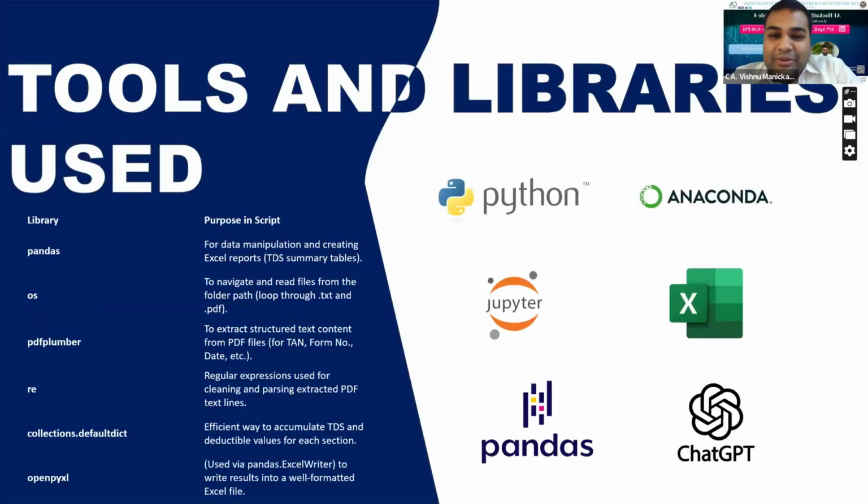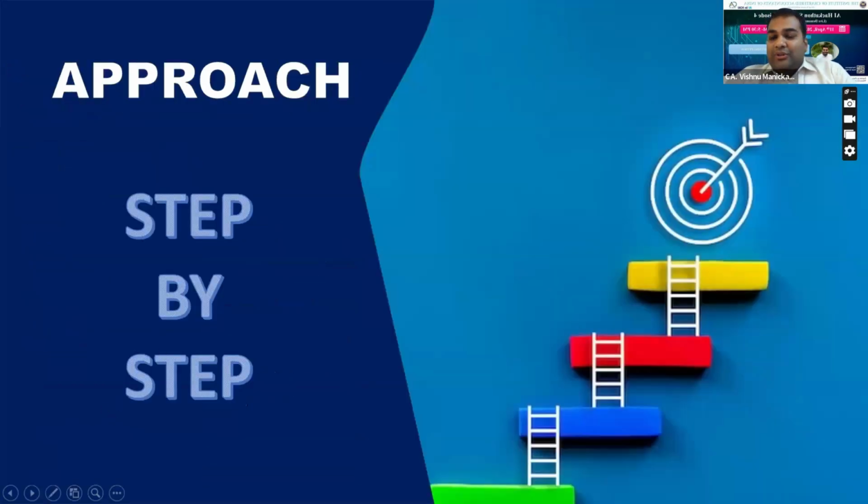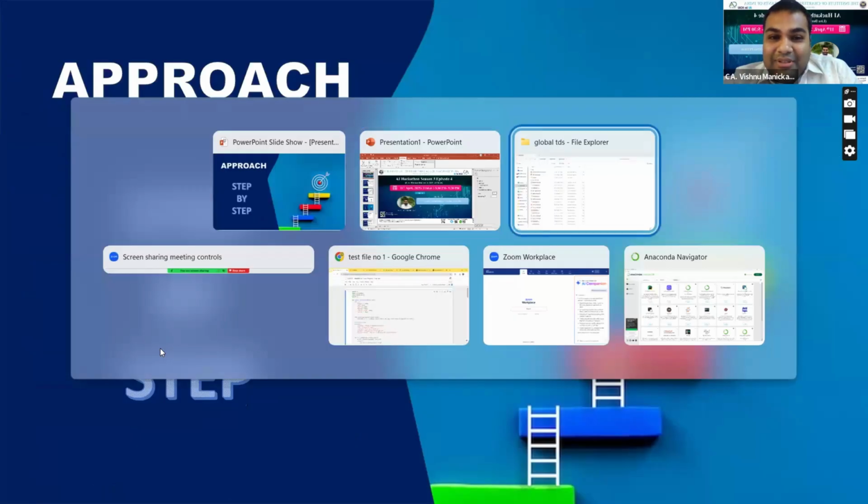So the tool which I've been using is Python. That is, I'm using Anaconda Navigator. In Anaconda Navigator, we have Jupyter Notebook. I personally prefer Jupyter Notebook to do the coding. And the libraries which I have used are Pandas, OS, PDF Plumber, Re, and OpenPyXL. The approach which I'm going to take to do this kind of reporting is a step-by-step approach. If we don't do the step-by-step approach, I will show you what happens.